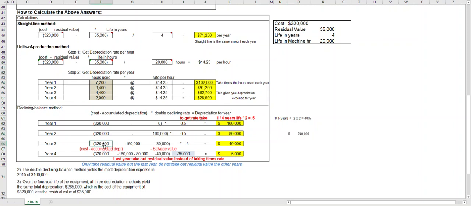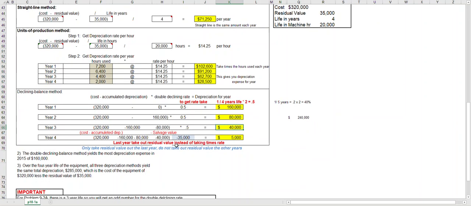So when we do year 3, it's going to be $320,000, and you're going to subtract accumulated depreciation of $240. Now I went ahead and did it separately. I took $320 minus year 1's depreciation expense of $160 minus year 2's depreciation expense of $80. But basically what I'm doing is taking $320 minus $240 times 50%, which gives me $40,000 for depreciation expense for year 3.